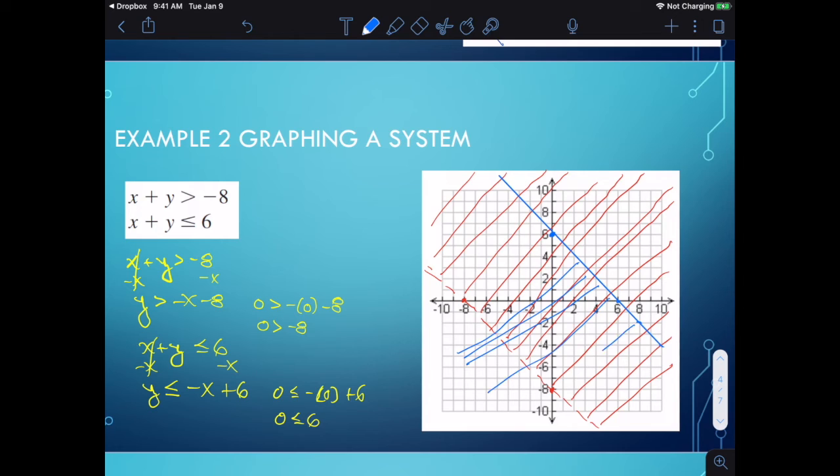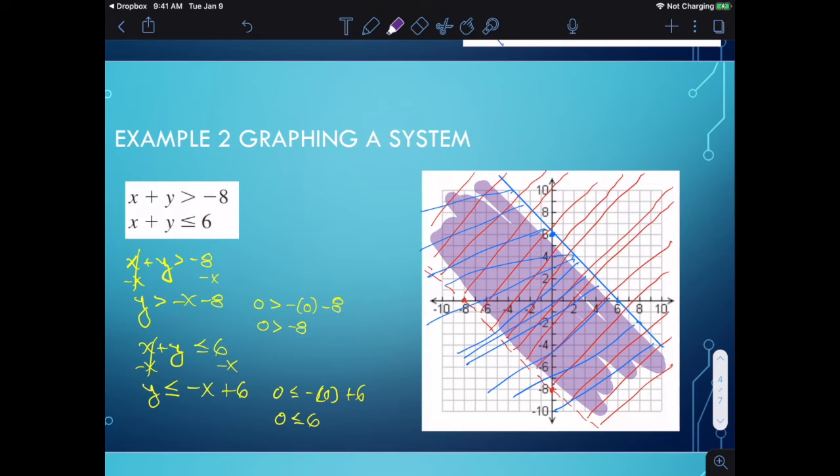And so as I'm shading, I want you to notice that there is only one part that is double shaded by the way that we're graphing it. And that's the part that's in between the lines. And so we could go ahead and say, so here is our solution set then, everything that's in between these two lines.